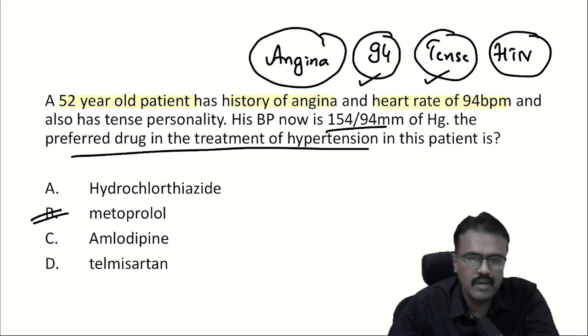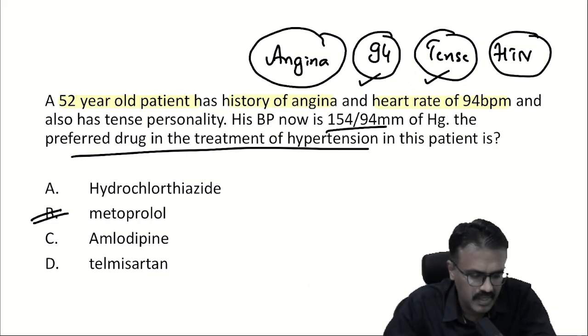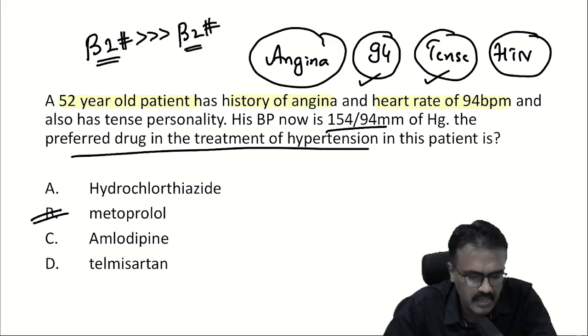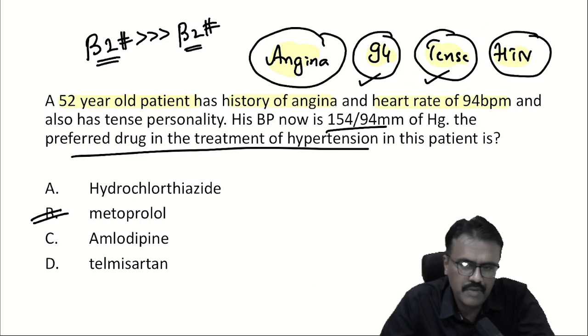It's an old question. Even though it is cardioselective, it is the answer. What do you mean by cardioselective? If there are beta 1 and beta 2, cardioselective blocks beta 1 more than beta 2. It also blocks beta 2, but more of beta 1. That is the meaning of cardioselective. So I will go for metoprolol, because of these comorbid conditions I have to go for a beta blocker. And this is not a question framed by me. It has already been tested in your FMGE exam.